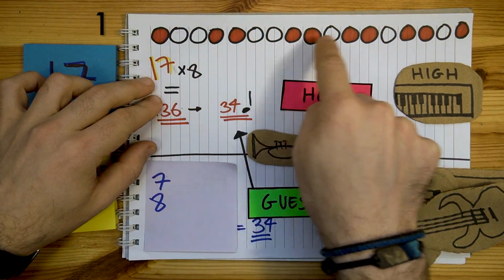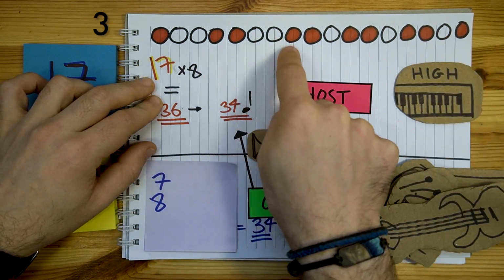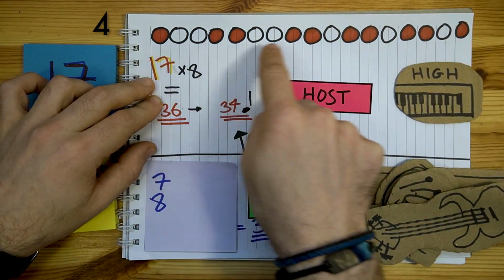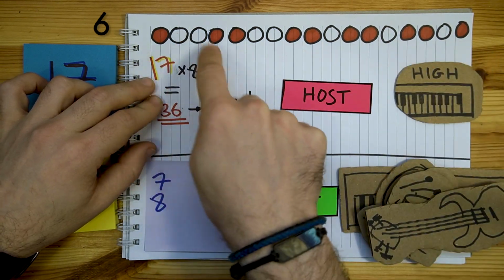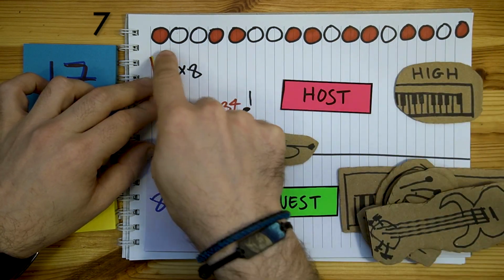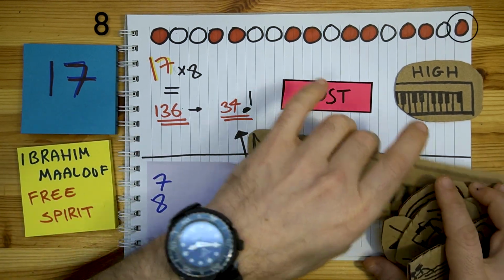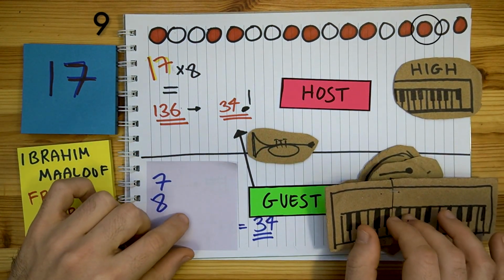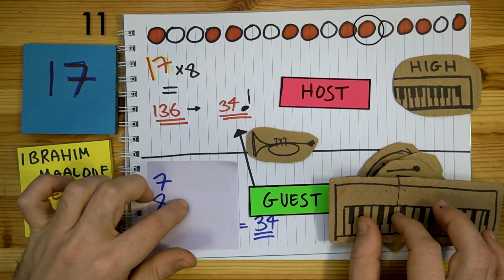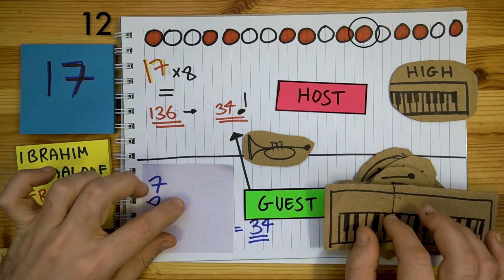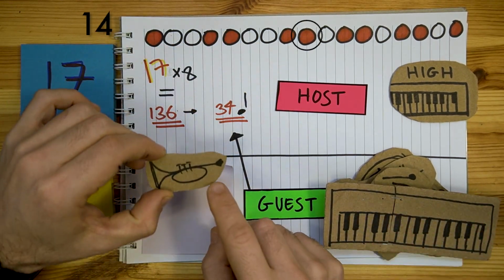1, 2, 3, 4, 5, 6, 7, and this is all over.